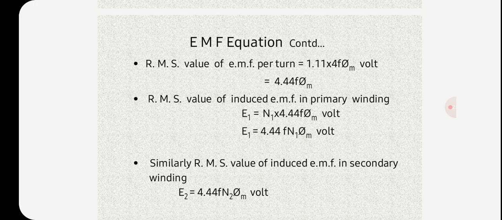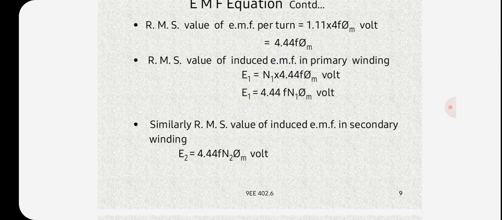The RMS value of induced EMF in the primary winding E1 is equal to N1 into 4.44fφm volts, and in the same way E2 is equal to N2 into 4.44fφm. So these are the two EMFs. E1 is the primary self-induced EMF, E2 is the secondary mutual induced EMF.